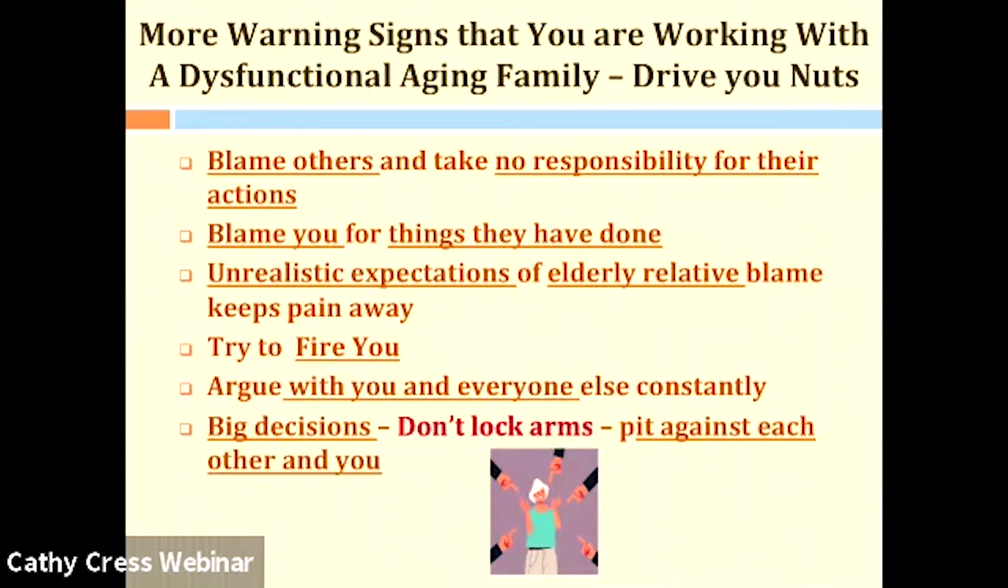They blame you, and you need to be a tough cookie to take care of these families, because you have to be very sure of yourself in your own person and in your own skills as a geriatric care manager, because they will blame you for things, because that's how they know to push everyone away and keep themselves insular and in charge. They have unrealistic expectations of the elderly relative, and I talked about that. And they don't get care for them soon enough, or sometimes not at all, because the blaming keeps pain away from them psychosocially. And then they'll try to fire you.